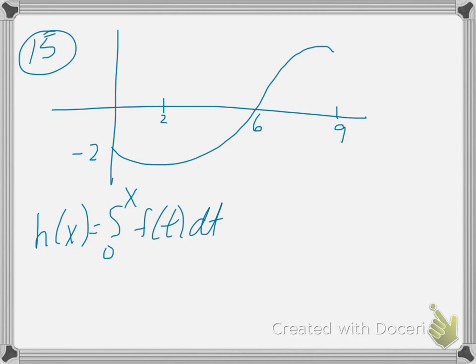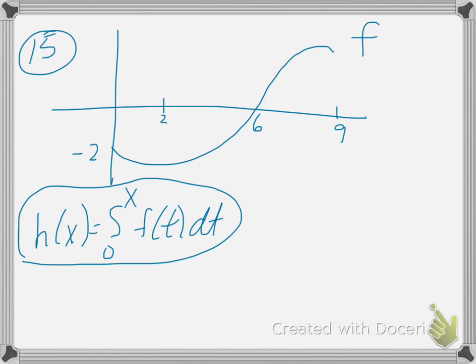Okay, so this is number 15 from the multiple choice, and you're given this graph. This is the graph of f, but you're being asked about this function, and right away you should be thinking about the second fundamental theorem of calculus, and what they're asking you is a whole bunch of questions about what's happening at 6. So the first thing you have to consider is what is happening at h of 6.